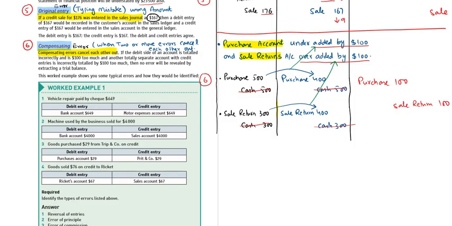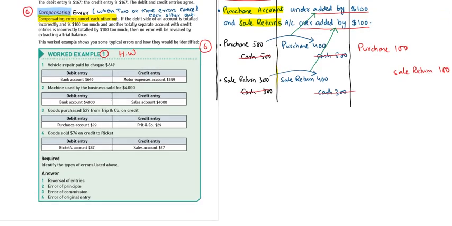Okay, then this is your homework. This is work example one. This is your homework, you will solve it by yourself. These are the four examples. The requirement is to identify the type of error. You have to identify the type of error, but you didn't.